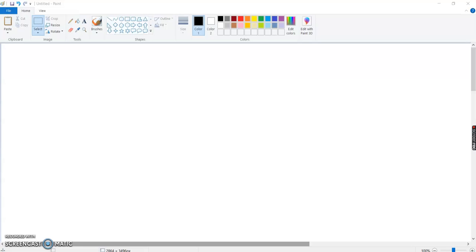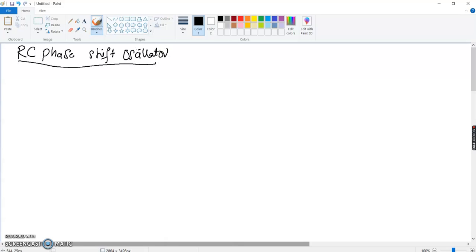All right, so in this video, we are going to discuss the RC phase shift oscillator. As the name suggests, the RC phase shift oscillator would have a combination of resistors and capacitors. The first thing is that this type of oscillator is used in low frequency circuits, probably circuits like audio circuits.